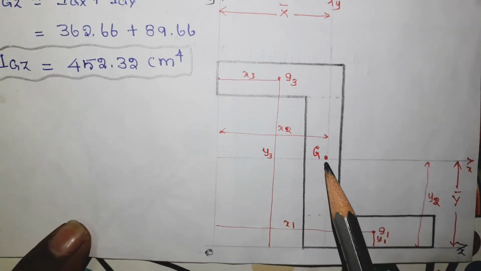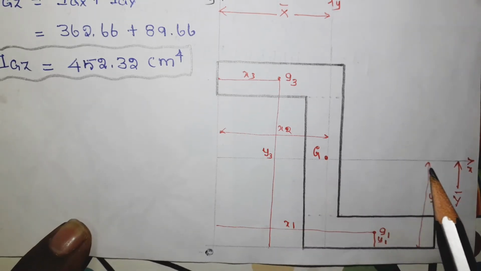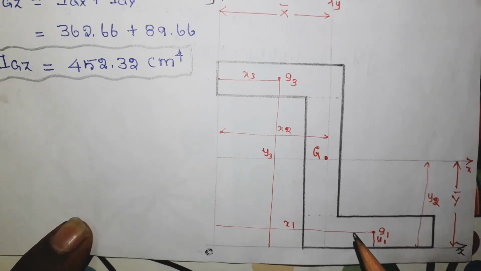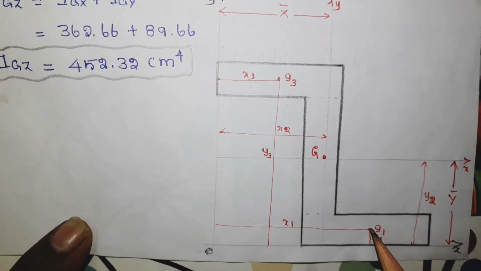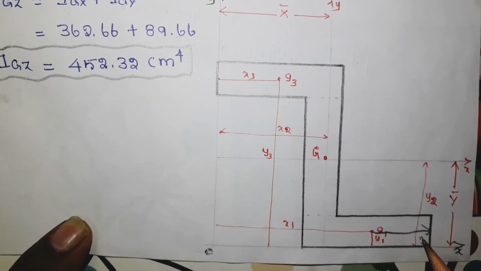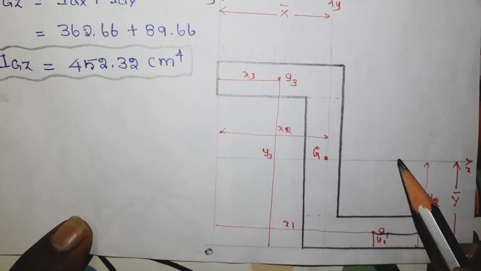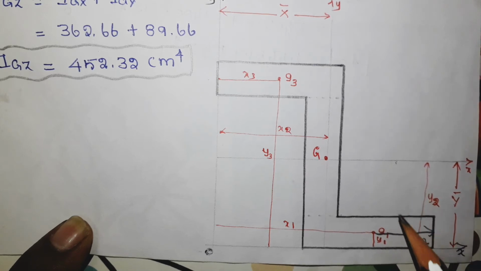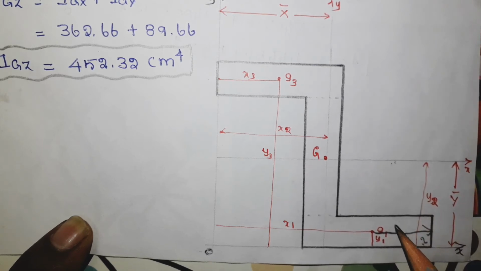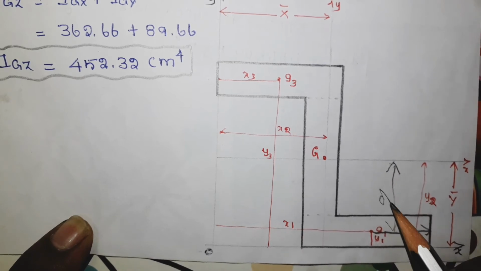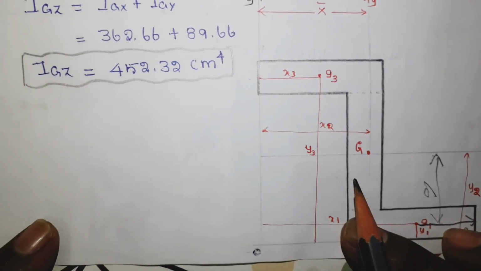Now this is the centroid, this is the centroidal axis about which we are going to find the moment of inertia. Now we know the moment of inertia about this g1 x axis, ig1x. Now we have to find the moment of inertia about this axis. You see here these two axes are parallel to each other, separated by this distance d. Now I can use the parallel axis theorem.